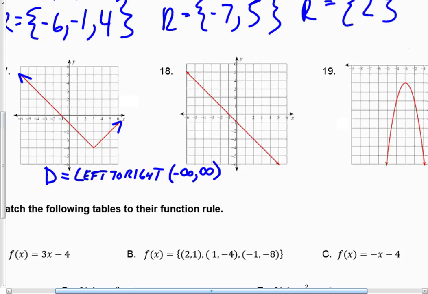Well, if it includes everything, what set is that called? Is that Z or R? R. So I could write this as an R. Either one of those is okay on the test. R is everything. This doesn't stop. There's no gaps. It includes all of the decimals and fractions in between. So 18 and 19 would be R. Yes. For this one, we could put R.